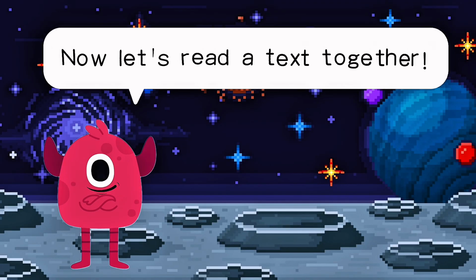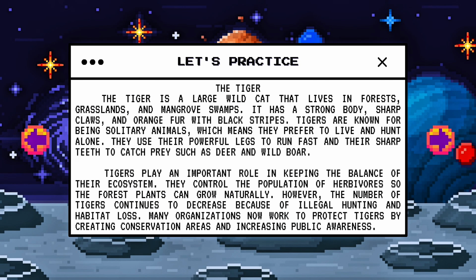Now, let's read a text together. The tiger. The tiger is a large wild cat that lives in forests, grasslands, and mangrove swamps. It has a strong body, sharp claws, and orange fur with black stripes. Tigers are known for being solitary animals, which means they prefer to live and hunt alone. They use their powerful legs to run fast and their sharp teeth to catch prey, such as deer and wild boar. Tigers play an important role in keeping the balance of their ecosystem.